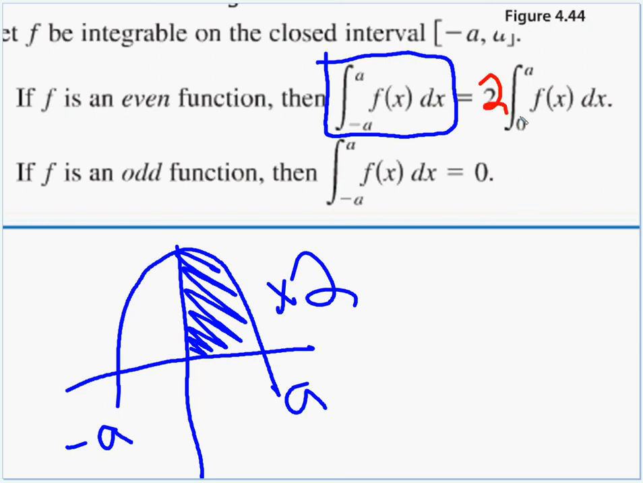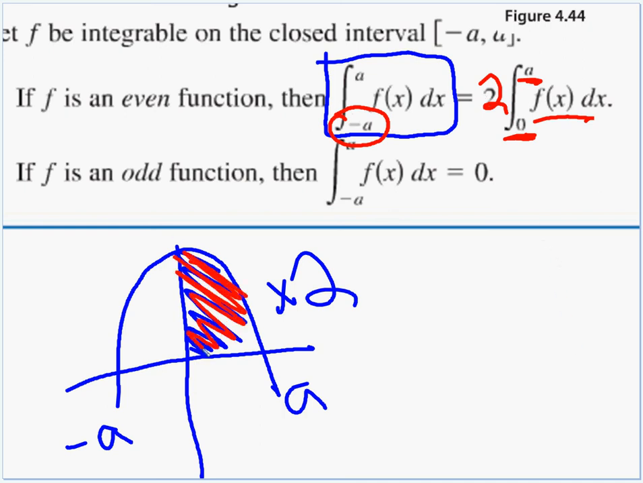So because of the nature of even functions being symmetric around the y-axis, we can take this more complicated integral, get rid of the negative a at the bottom, change it to a 0, and just put a 2 out front, because we're going to find this area and double it. Might make your computations much easier.